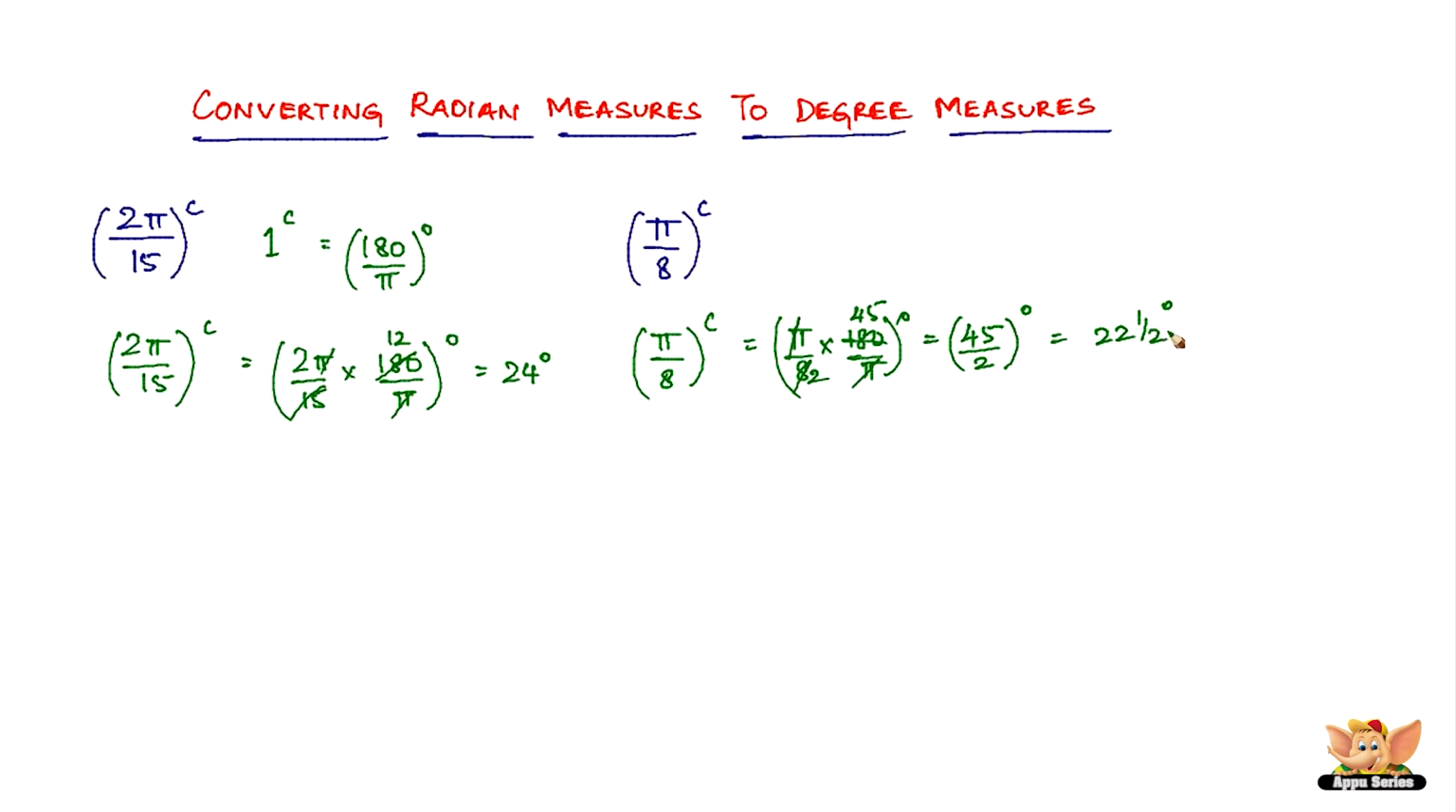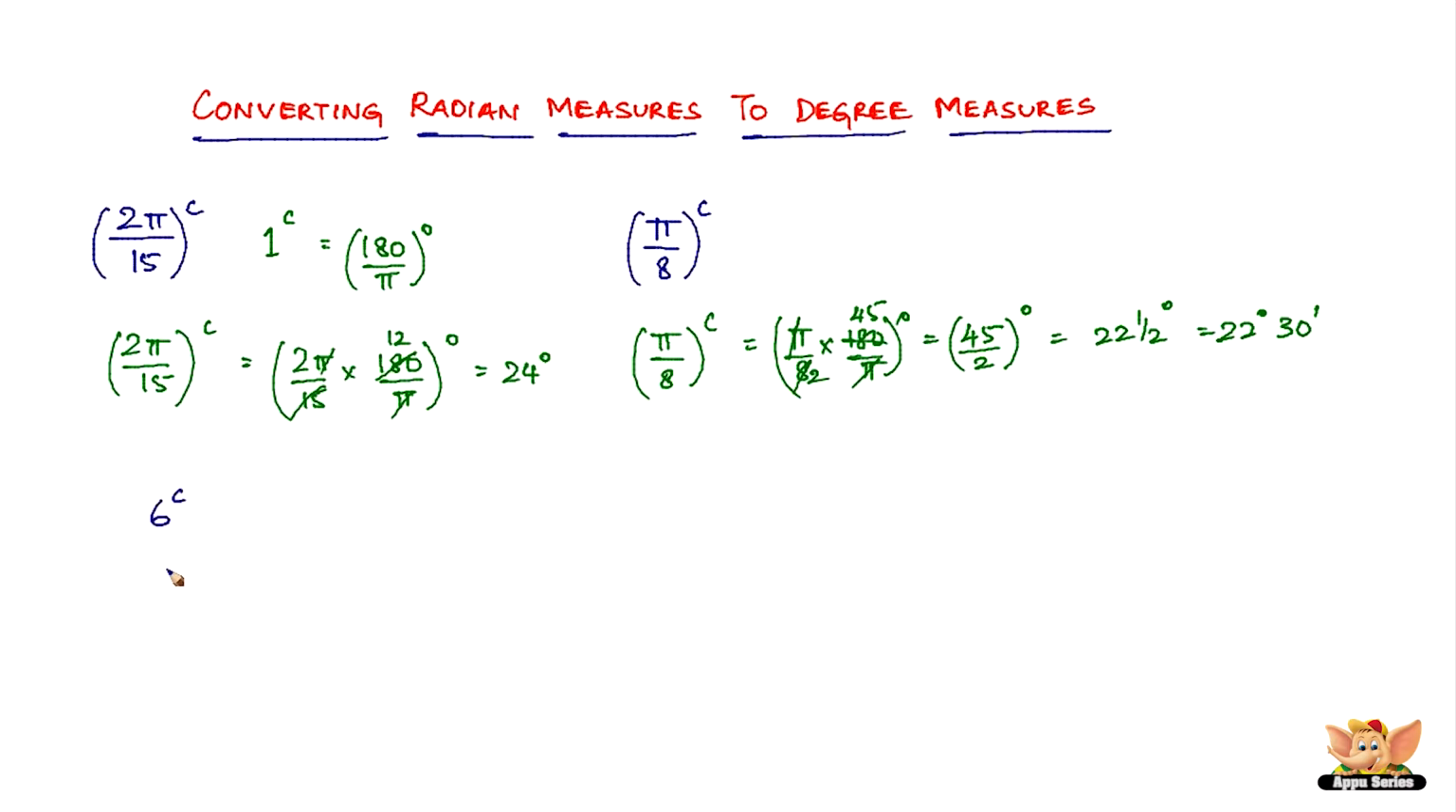Or we can further write this differently. 1 degree equals 60 minutes, right? So half a degree is going to be equal to 30 minutes. So we can write this as 22 degrees 30 minutes. So pi by 8 radians is 22 degrees 30 minutes in degree measure. So that's how we convert a radian into degree. Let us quickly do another one before we conclude this.